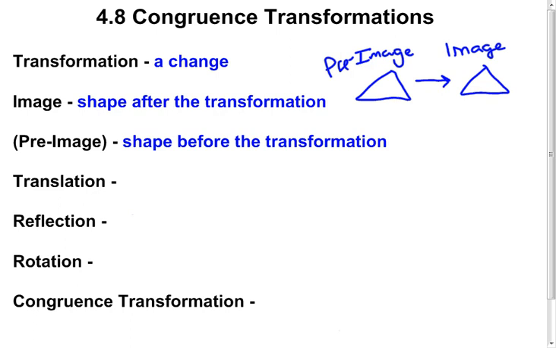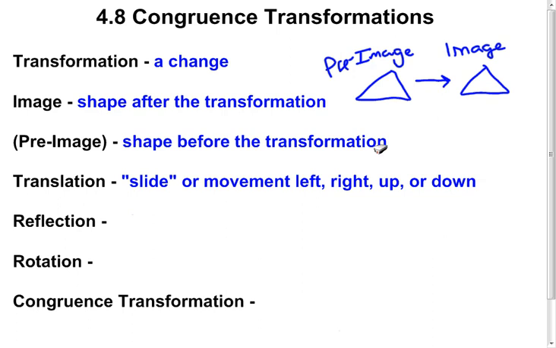That's called a translation. 6th grade word for slide, or movement left, right, up, or down. Reflection, if you think about that 6th grade word, that would be a flip, right? A rotation, 6th grade word, turn. So now you guys can use these high school words, because you're not 6th graders anymore.